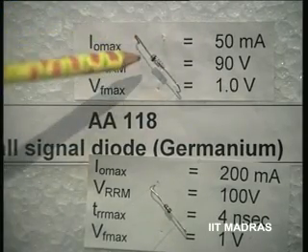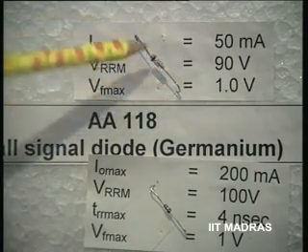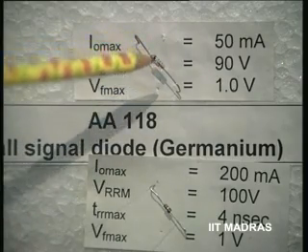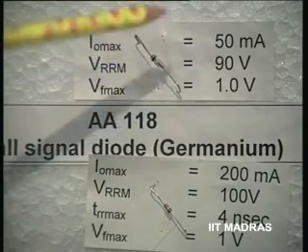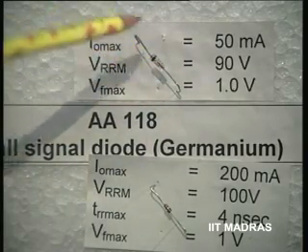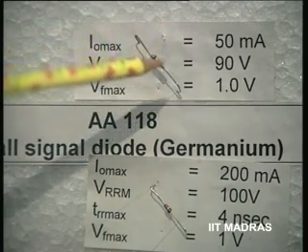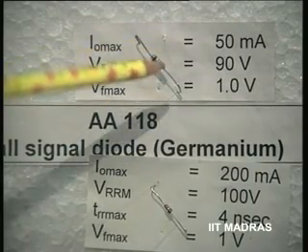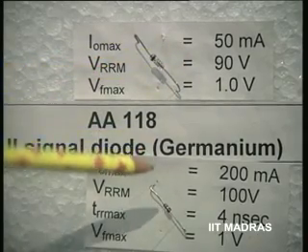This is a small signal germanium diode. You can see its very small size, and its specifications are that it can tolerate a forward current of the order of 50 milliamperes, which is quite small, and a peak inverse voltage rating of about 90 volts, and the forward drop is considerable. Apart from the junction drop, there is also a considerable series resistance drop here, about 1 volt.